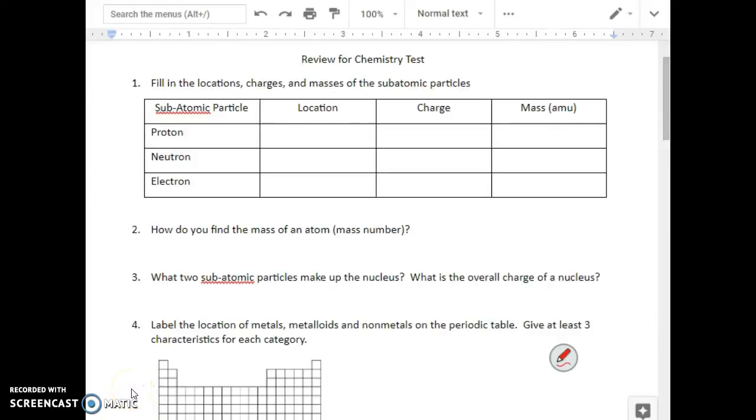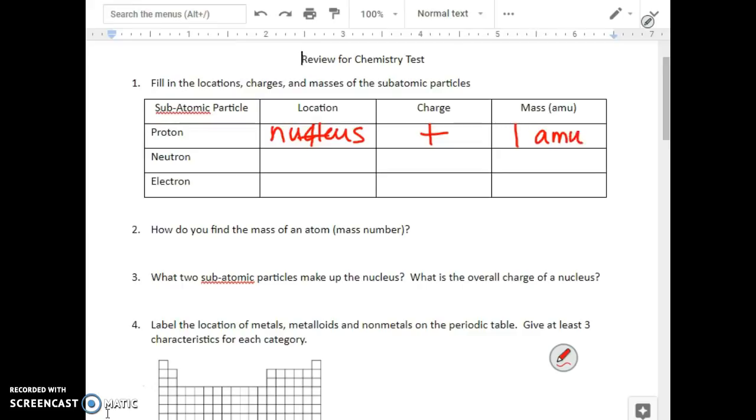Okay guys, we're going to review for your chemistry test. Number 1 says fill in the location, charges, and masses of the subatomic particles. There are only 3 subatomic particles in an atom. Those are your protons, which has a charge of positive. This would be the nucleus. It has a positive charge and it has a mass of 1 AMU.